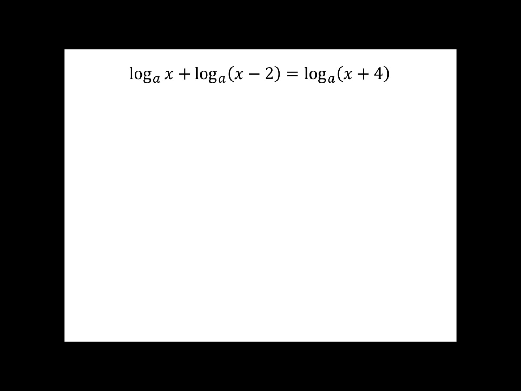Okay, here's a big, ugly looking logarithm equation. What I need to do is combine the two logarithms on the left. I have a property of logarithms that says if I have the log base a plus the log base a, I can combine them to a single logarithm where the two inside parts are multiplied together. So this is now the log base a of x times x minus 2. Now I just throw the log base a's away. Once I get it to a single logarithm with the same base on each side, just throw the logarithms away.